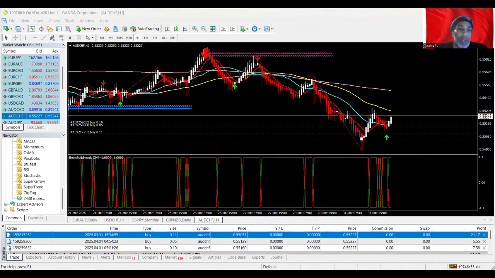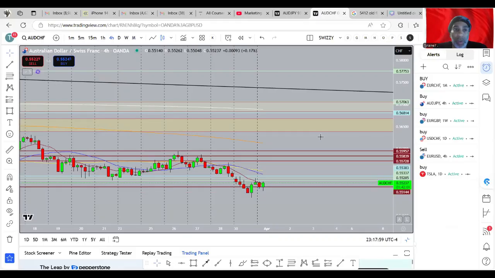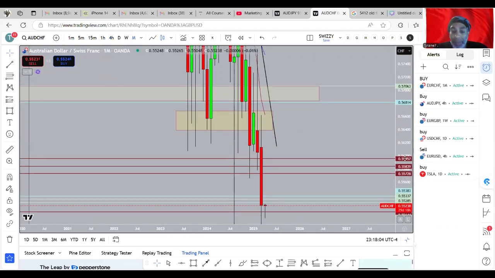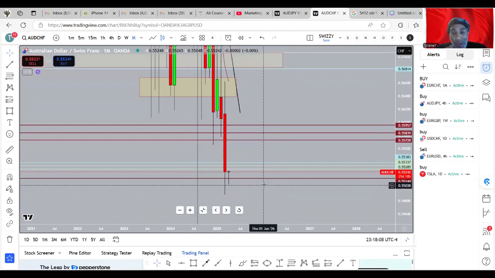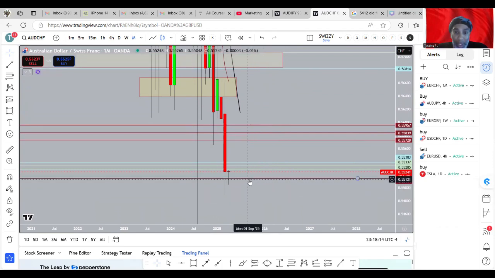Let me share my screen here. Bam, here we go. So we have AUD Swiss right here. And this is what we're looking at, guys. This is the monthly. Now again, this just came out today, so obviously it's still early in the month, but I got in down here where this red line is and below. And as you can see, we're right here.